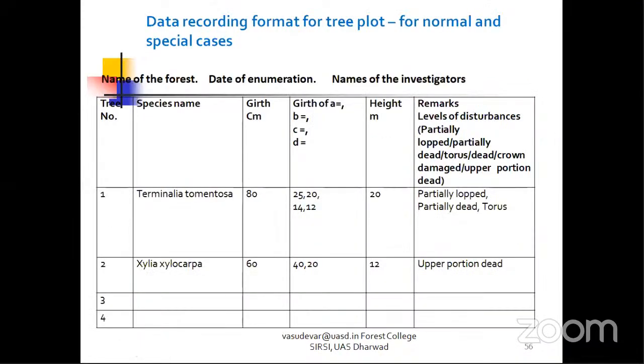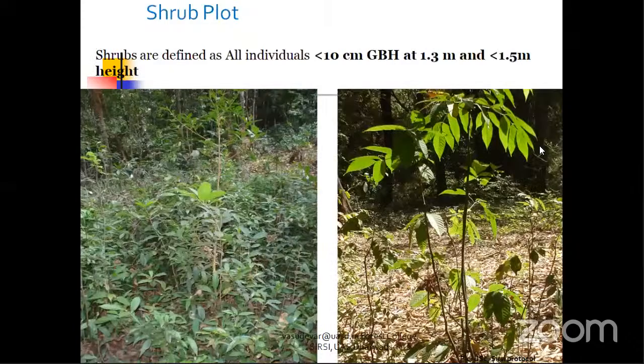And then this is a typical data recording format for a tree plot, which will have a species name, girth, and then height, so on and so forth. And then when it comes to the shrub plot, I told you that we have a nested plot technique where for all tree species, we take 20 by 20. We count all the trees that are there in this 20 by 20. But for a shrub, we take 10 by 10. A shrub is defined as the one which has less than 10 centimeters girth at breast height. GBH means girth at breast height.